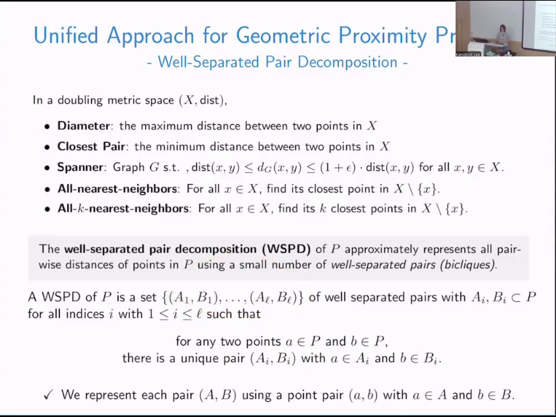So the A_i don't have to be disjoint? Yes, right. But if you consider a and b, then the pair should be identified. Yes. A single point can be contained in several different pairs, but given a point pair, there exists a unique well-separated pair.